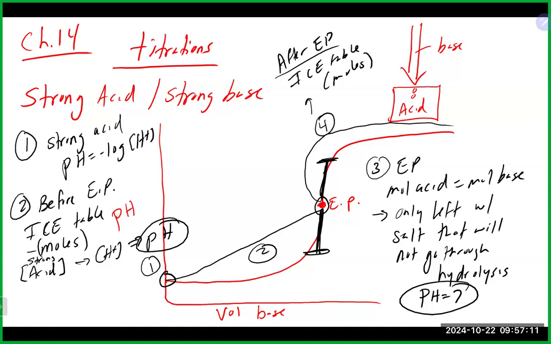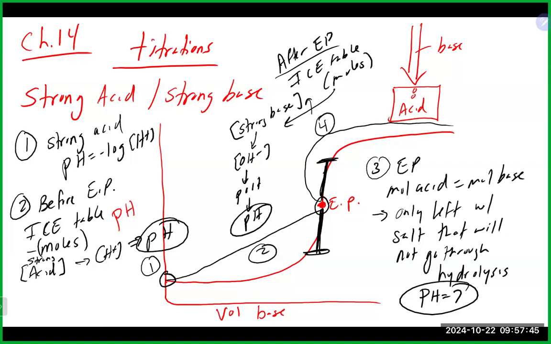We don't have enough of it, and we have way too much base, because all you're doing is adding more base at this point, right? You're just dropping it in from the burette. So the ice table here is actually to figure out the concentration of your strong base. Again, you would do that ice table in moles. At the end of it, convert it back to molarity using the total volume that you added up until that point. That will get you not the H plus concentration, but the OH minus concentration, which will allow you to get to the pOH and finally to the pH at that point.